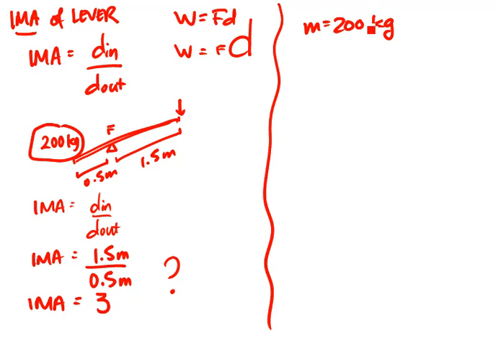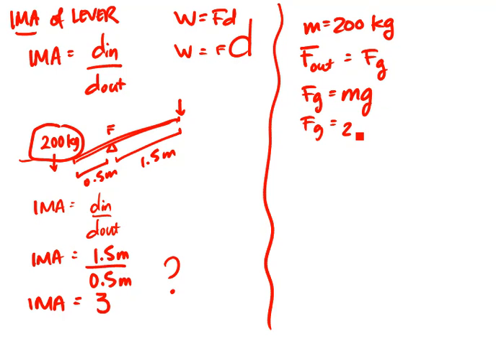Well, we need to find the actual output force that it is pushing on the ground. The output force is the same thing as its weight, because that's the force that the boulder is exerting on the earth. Well, Fg is found by multiplying mass times the force of gravity. So Fg equals 200 kilograms times 9.8 meters per second squared.